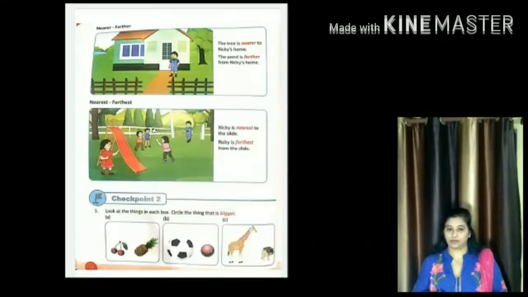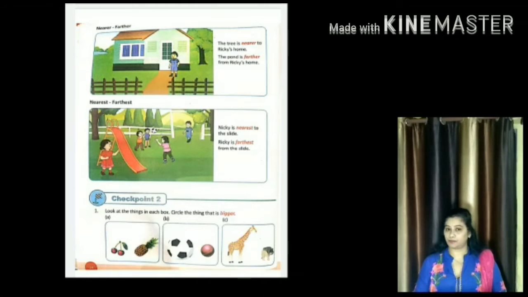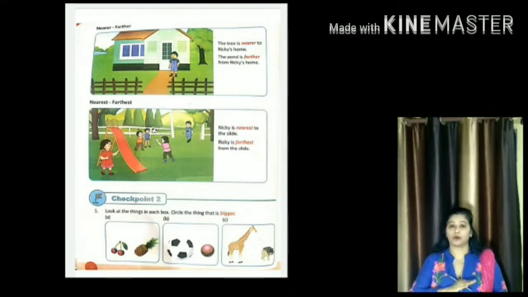Now come to your LR pages, page number 14, nearer and farther. Look children, here is a picture in your page. The tree is nearer to Ricky's home. Here is a home and outside Ricky is standing, and the pond is farther from Ricky's home. Look at the picture, the pond is farther from Ricky's home. Ricky is standing outside of the house, but the pond is farther from the house.